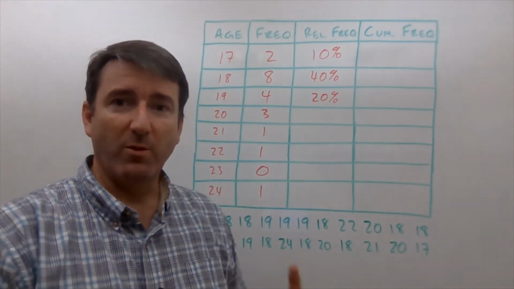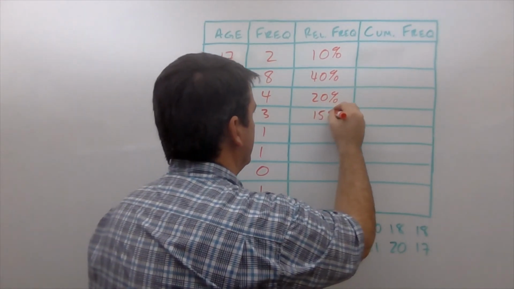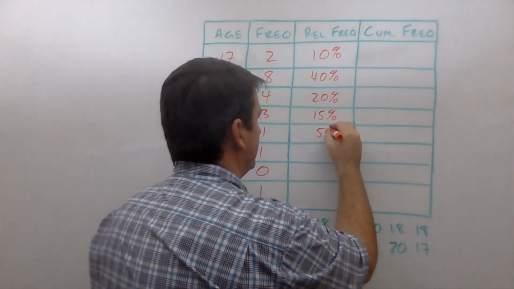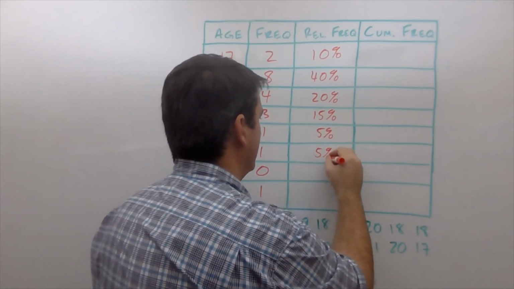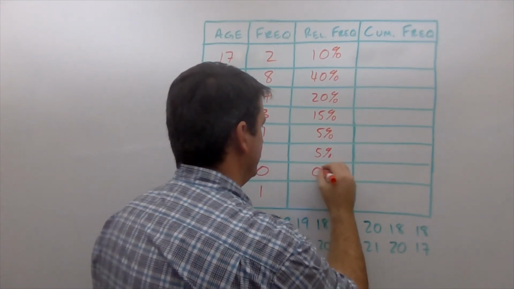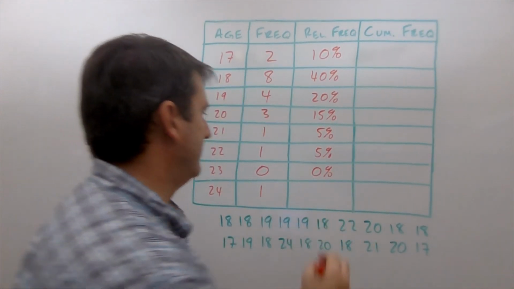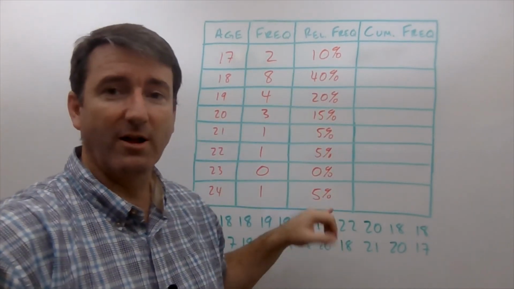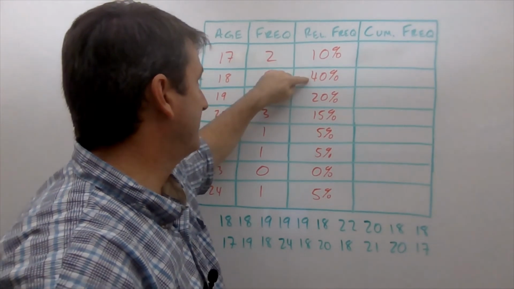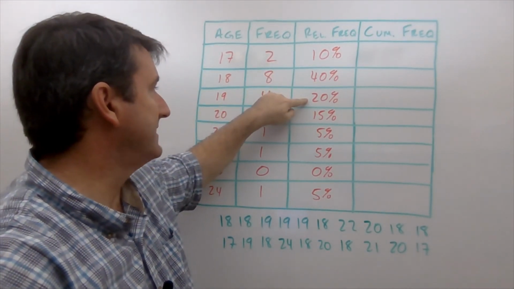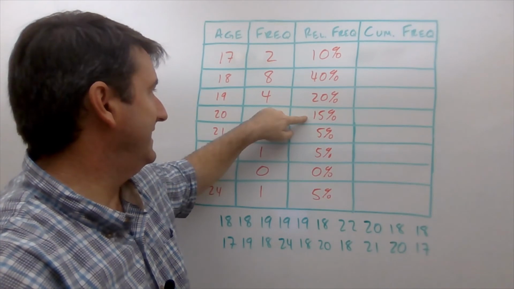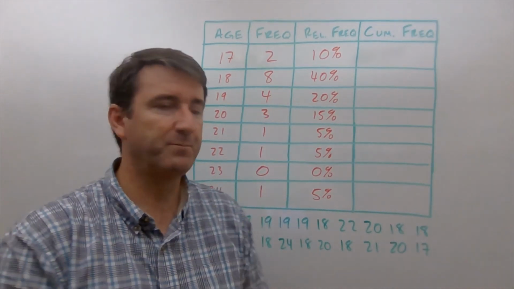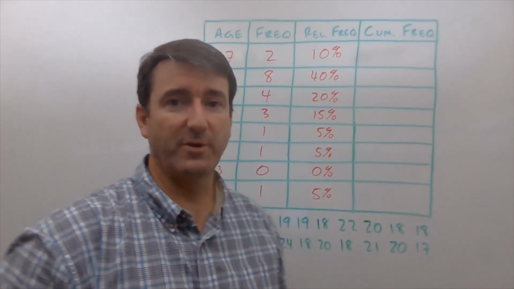3 divided by 20 is 0.15 or 15%. 1 divided by 20 is 0.05 or 5%. And that's going to be the same here. 0 divided by 20, of course, is 0%. And then another 5% here. And we can check to make sure that all of these add up to 100%. So 10 plus 40 is 50, plus 20 is 70, plus 15 is 85, then this would be 90, 95, 100%.